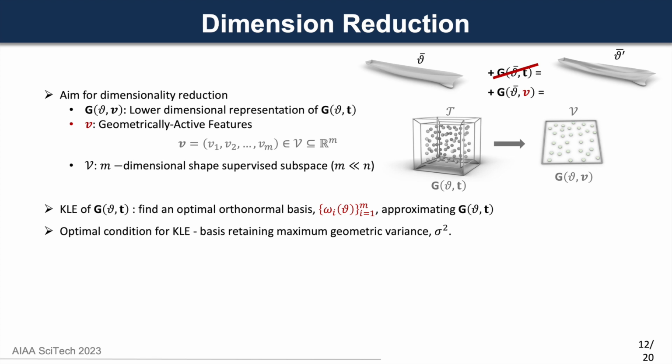So how do we find this lower dimensional representation of the shape modification function? We implement the KLE, Karhunen-Loève expansion, on the original shape modification function, whose aim is to find the optimum orthogonal basis, this omega, which approximates the original function. The number of bases used to extract the features depends on the optimal condition for KLE, which is that we have to retain the maximum geometric variance which exists in the original design space. So once we find these features, our shape modification function will have reduced dimensionality, and it will create a reduced dimensional design space.